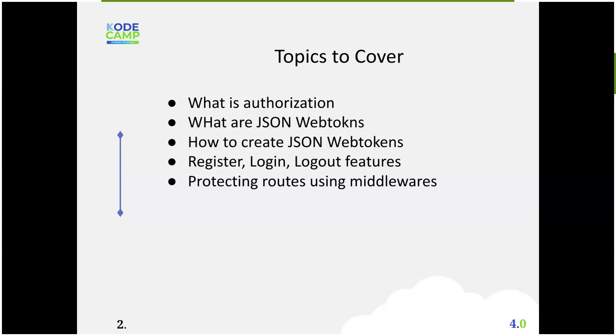We can say, okay, if you're not logged in, you can't save a task. Or if you're not logged in, you can't delete a task. We can make that happen. So now, how do we start with that? Let's look at JSON web tokens and how to create them.